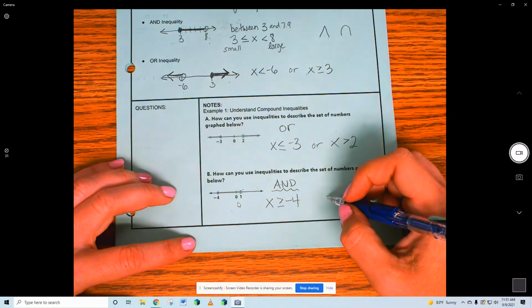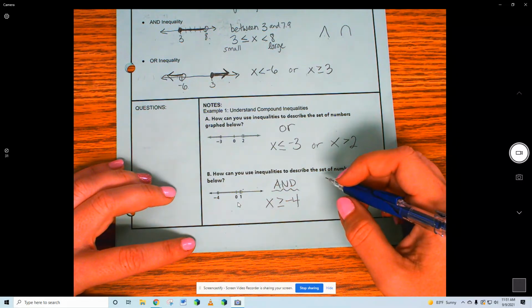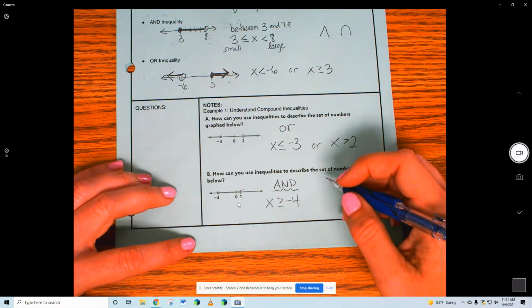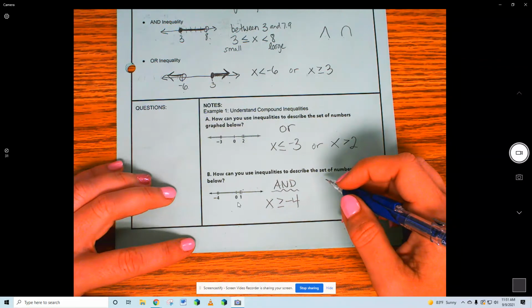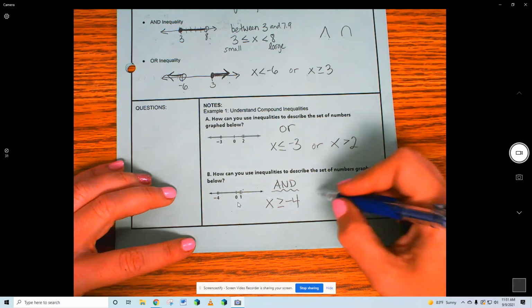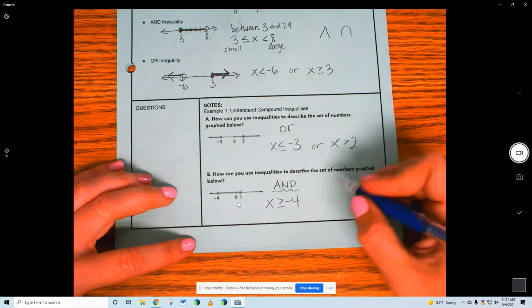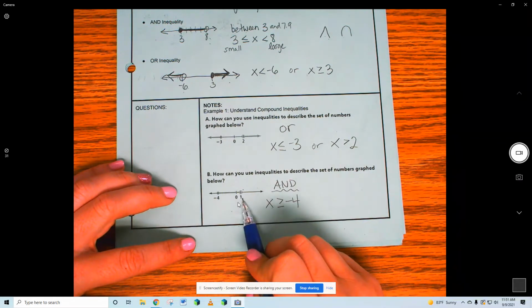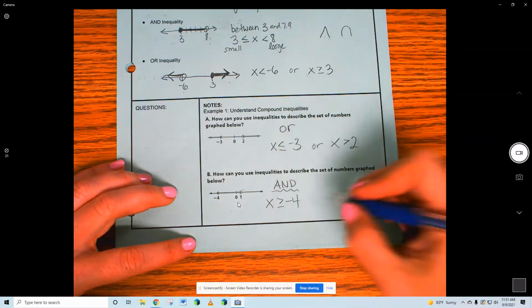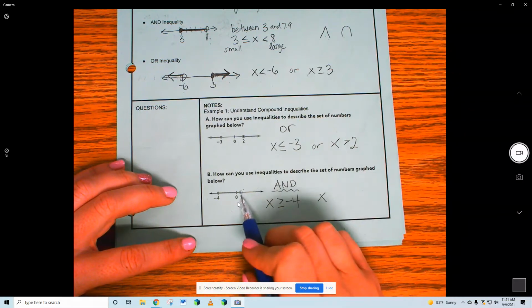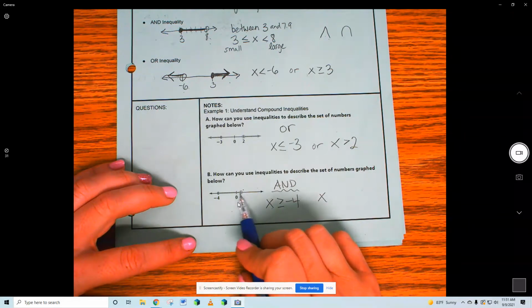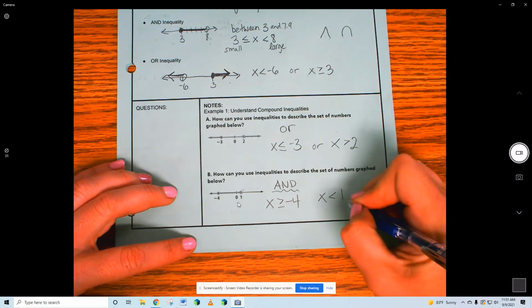Someone from table 3 or 4. I need a volunteer. Yes, sir. 1, is it less than? Oh, 1, so the 1 shading is behind it, so that would make it less than. So I'll do x is less than 1.